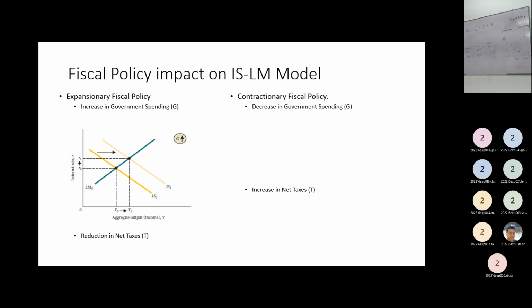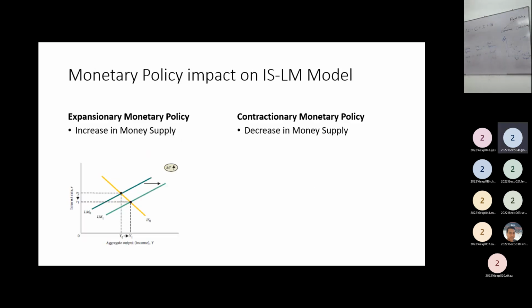Clear? So likewise, you have to show. Now that is a contractionary situation. That is how the curve looks. Okay? Is it correct? Did everyone get it correct? Yes or no? Okay, so that is the fiscal policy impact on the ISLM model. Now let's look at the monetary policy impact on the ISLM model.